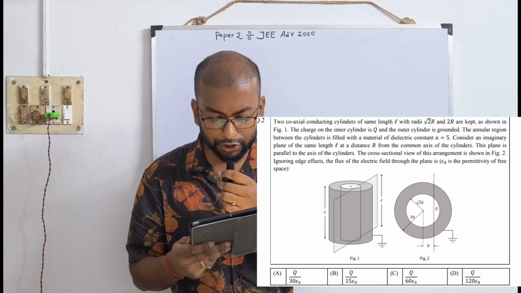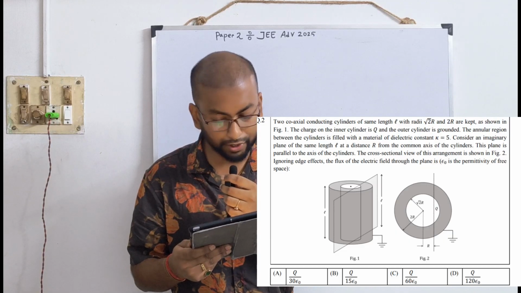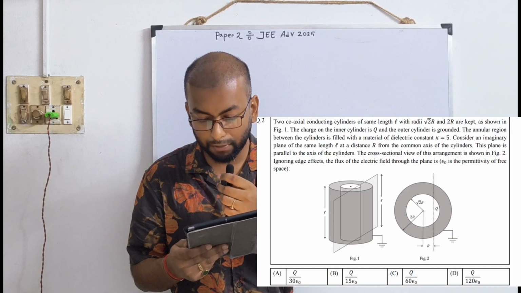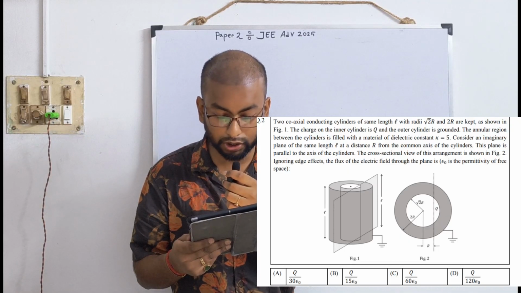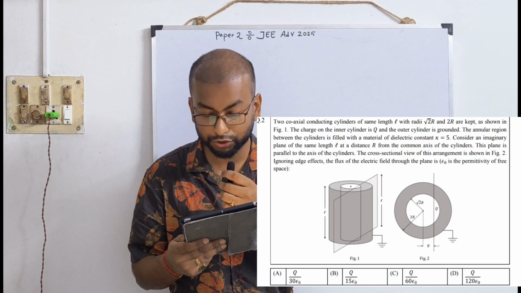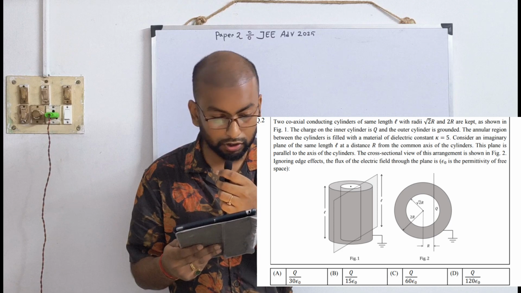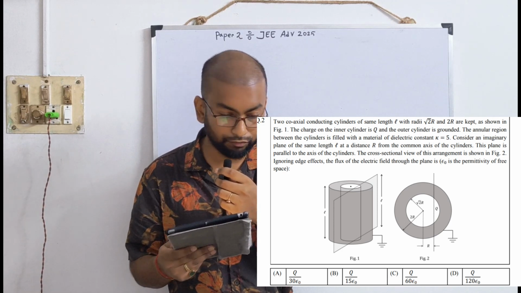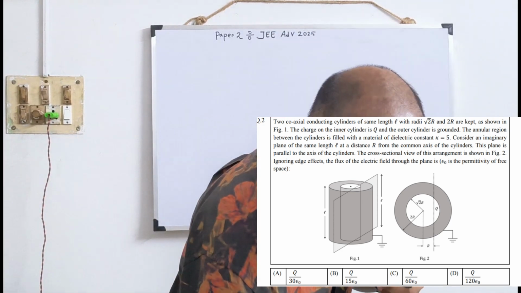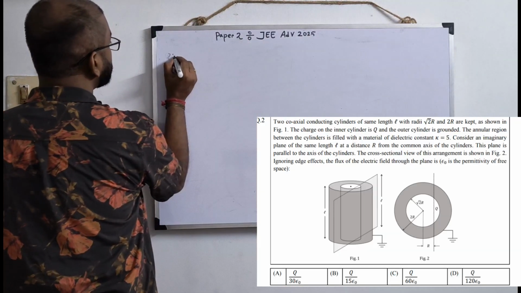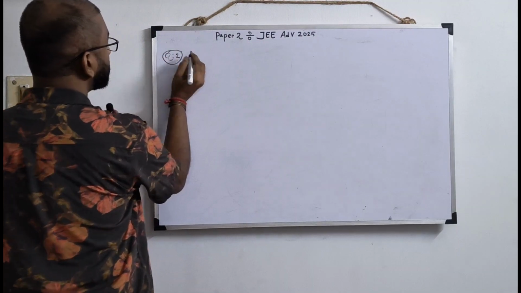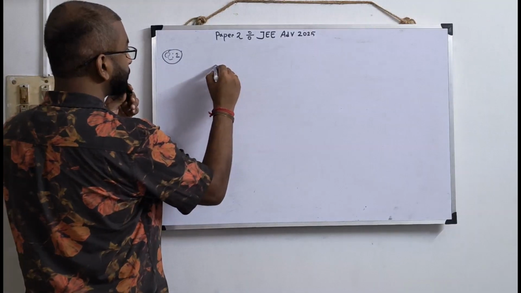The flux of the electric field through the plane you have to find out, and epsilon naught is the permittivity of free space. But right now the region between the cylinders is filled with the dielectric constant kappa equal to 5, so we have to use epsilon naught into 5. Okay, let us see this question. Question number 2. Now we'll draw the top view of the question.